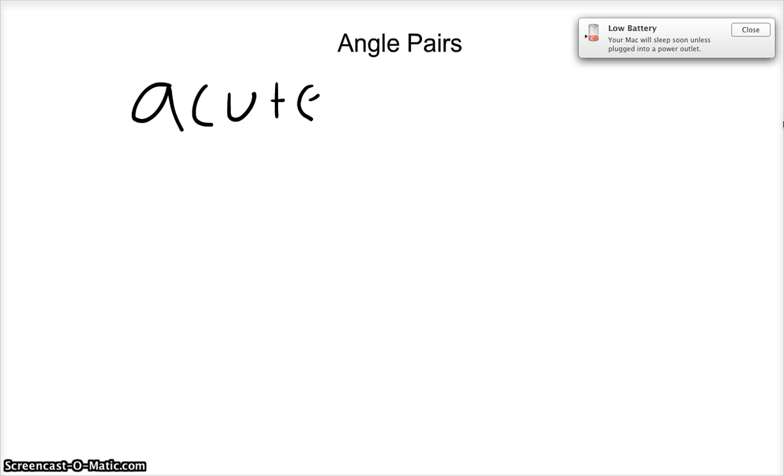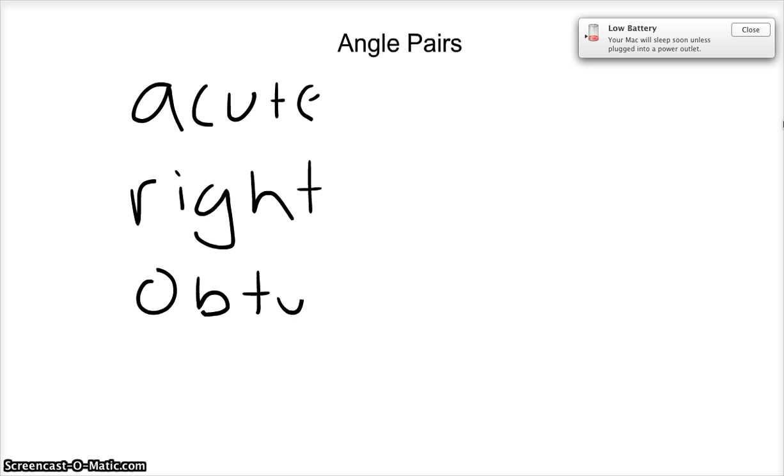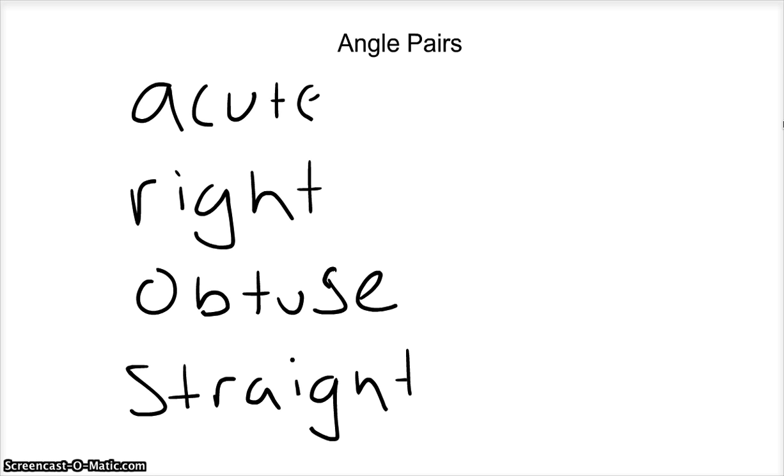Just to help with spelling, we have acute, right, obtuse, and straight. The next part talks about the parts of angles. There's nothing that you need to write on there. These words will come back up, and they are very important. The interior is inside the angle, and the exterior is outside the angle.